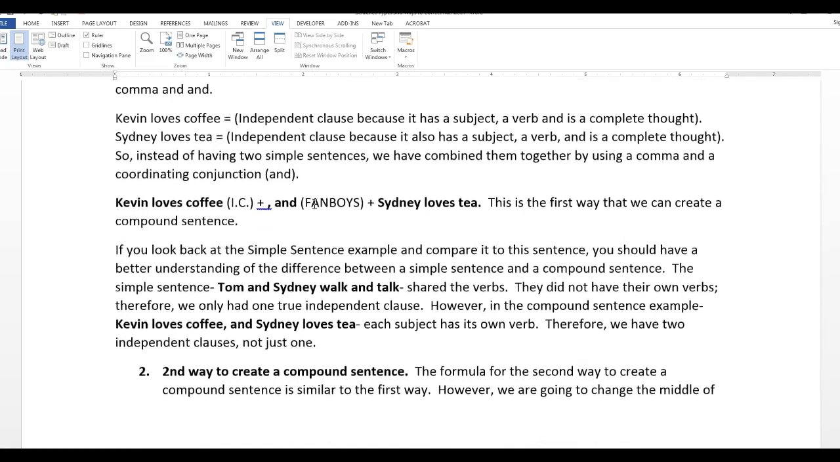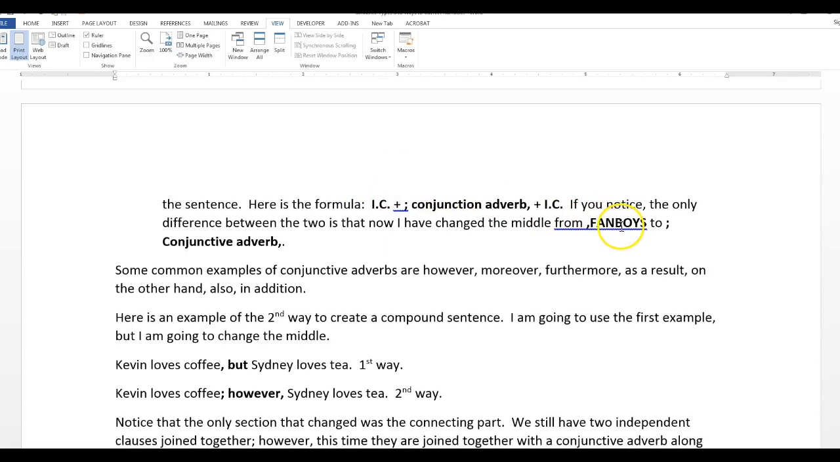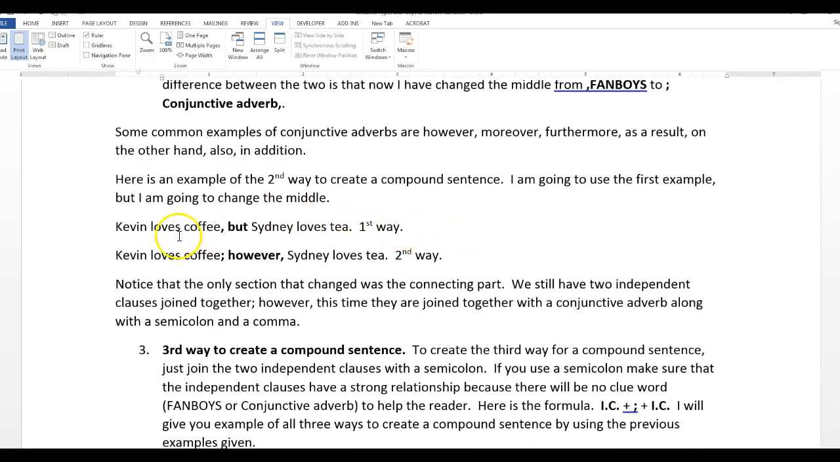The second way is, we're going to change the middle. Instead of having a fanboys in the middle, now we're going to use a semicolon, conjunctive adverb, comma. Let's use the same example that we used before. Kevin loves coffee, comma, but Sydney loves tea. That's the first way. Now we're going to change the comma but to semicolon, however, comma. Kevin loves coffee, semicolon, however, comma, Sydney loves tea. Again, these two sentences have the same meaning. We just changed the joining words. So we have our first way and our second way.